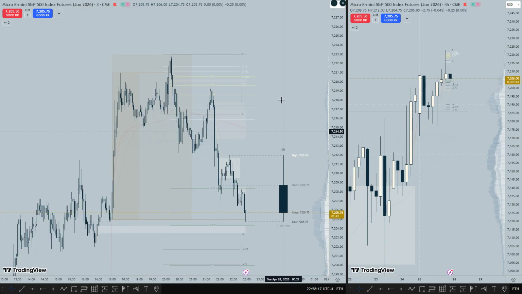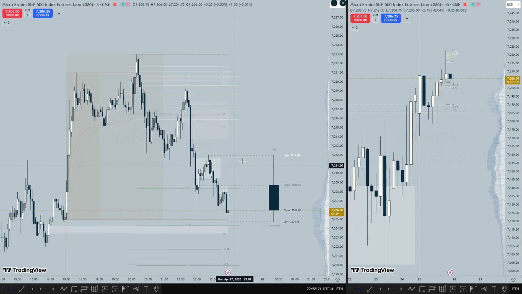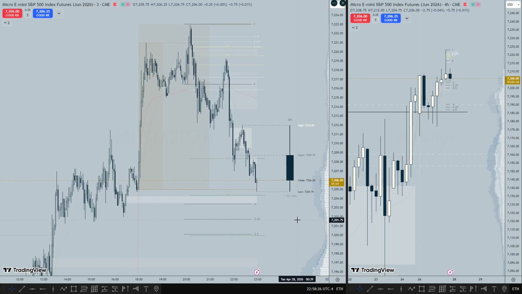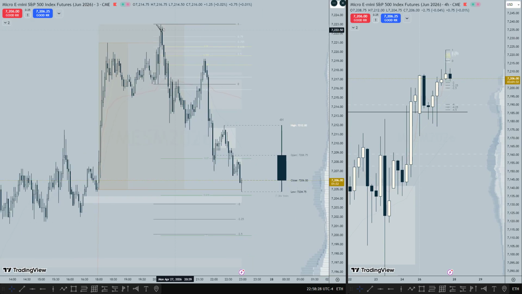So yeah, man, that's basically how I would do this. Nothing too crazy. Really, this is one of those things you need to go and backtest, forward test, in order to really lock it in.